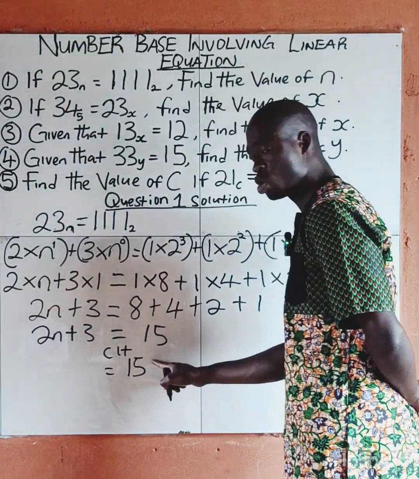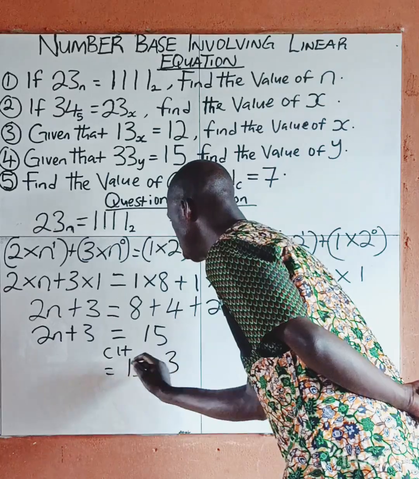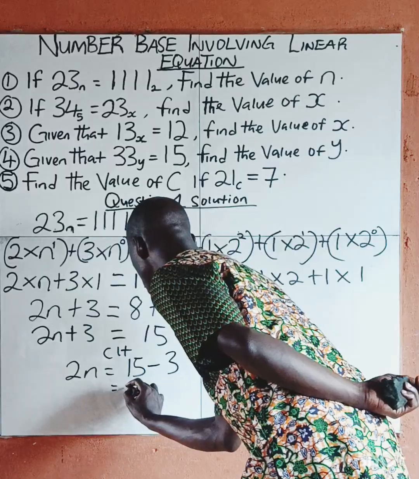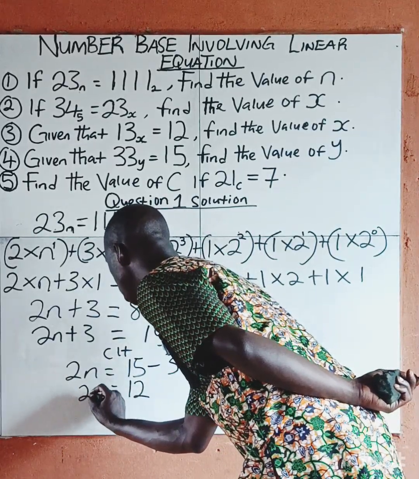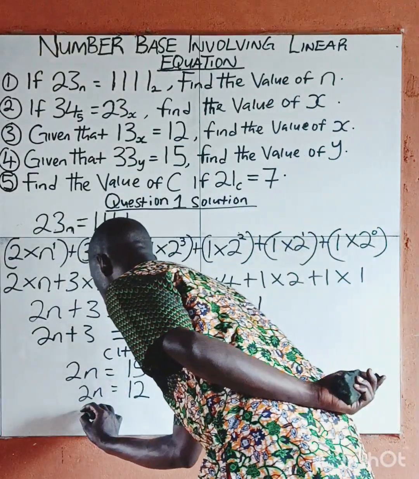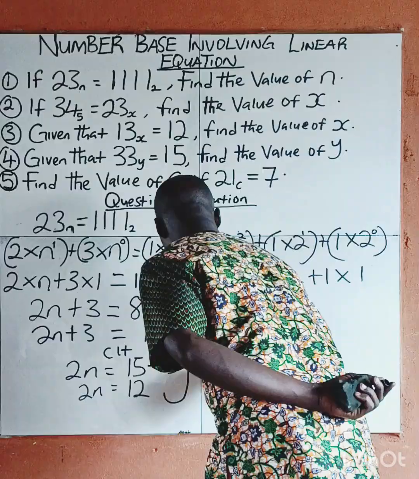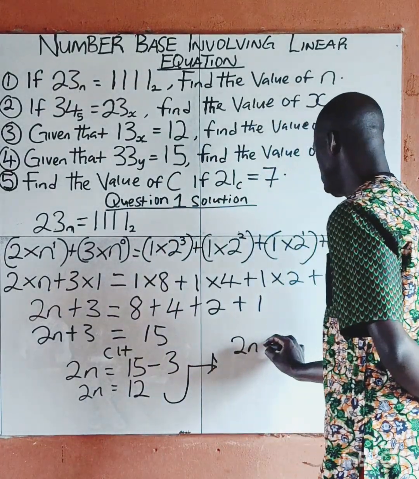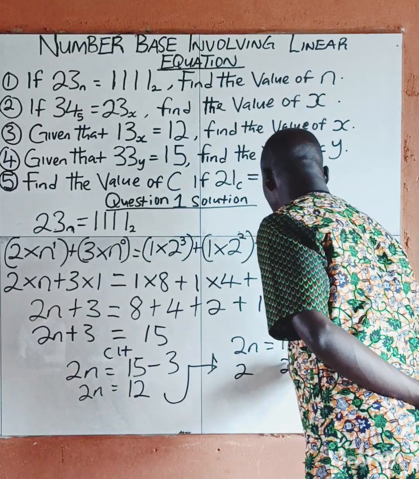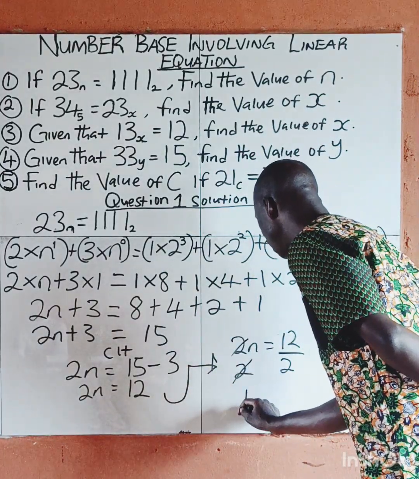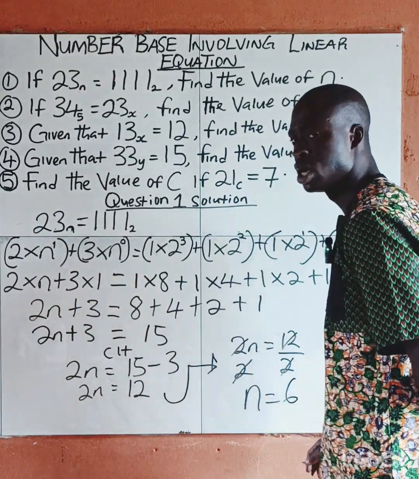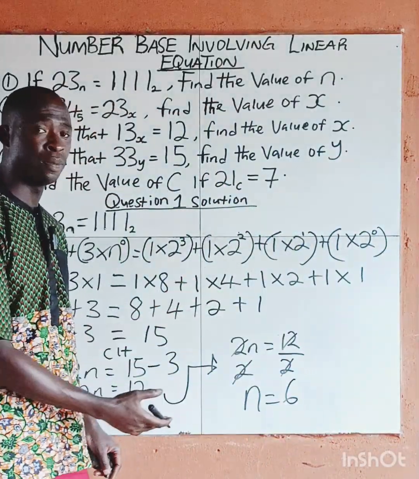15. If plus 3 is coming here, it becomes minus 3. So it becomes 2n equal to 15 minus 3. So 15 minus 3 will give us 12. And here becomes 2n. Now you are going to divide both sides using the coefficient of n, which is 2. So it becomes 2n equal to 12. So you are dividing both sides using 2. So 2, we cancel 2. You are going to have n equal to, if 2 should go into 12, we are going to have what? 6. And this is the solution to question number 1.